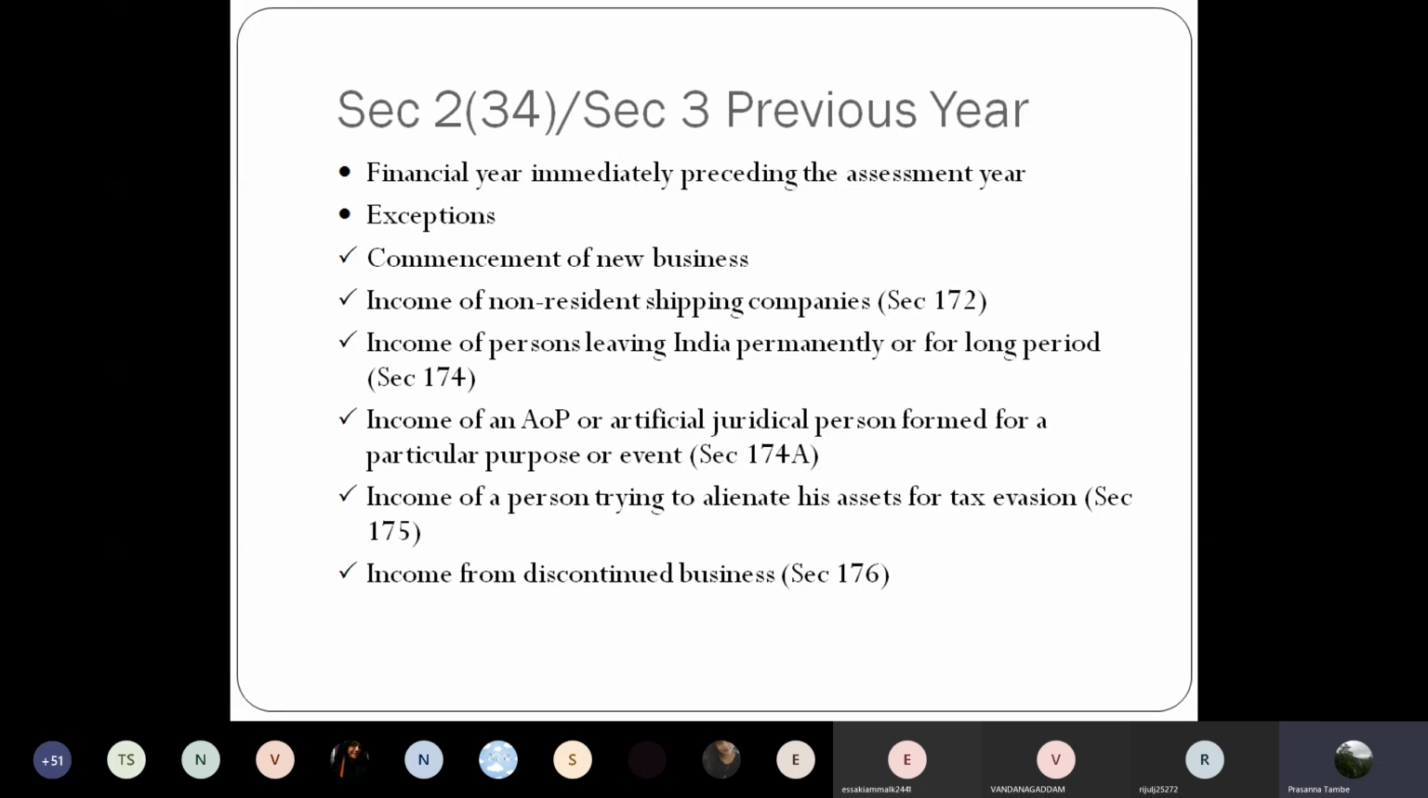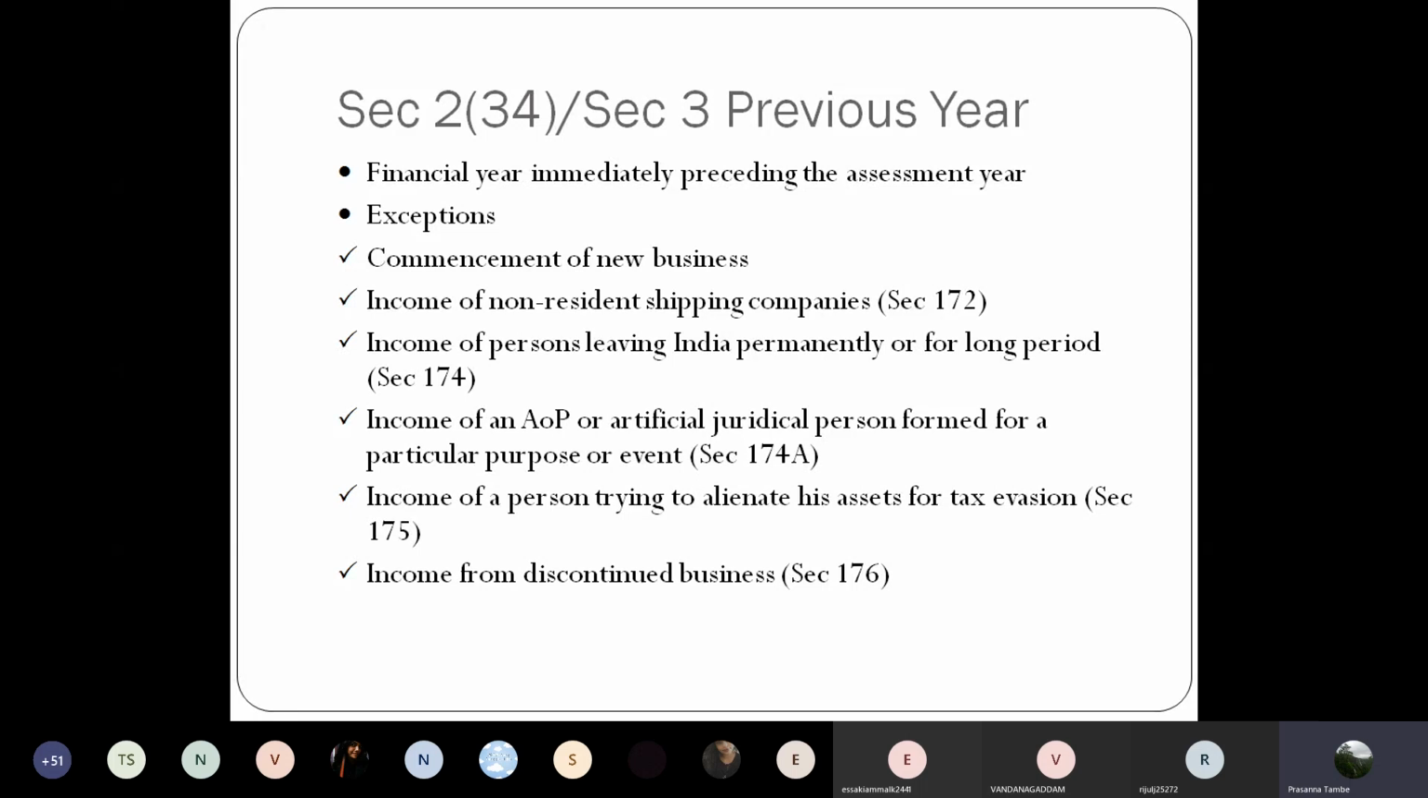So usually their income is computed on a voyage to voyage basis under the provisions of section 172. So their previous year concept will not apply, but the voyage wise taxation applies to such non-resident shipping companies. That is one more exception to the previous year concept. Then, if a person is leaving India permanently or for a longer period of time, going abroad, then even in his case, it will be a fraction of the financial year that will be treated as a previous year.